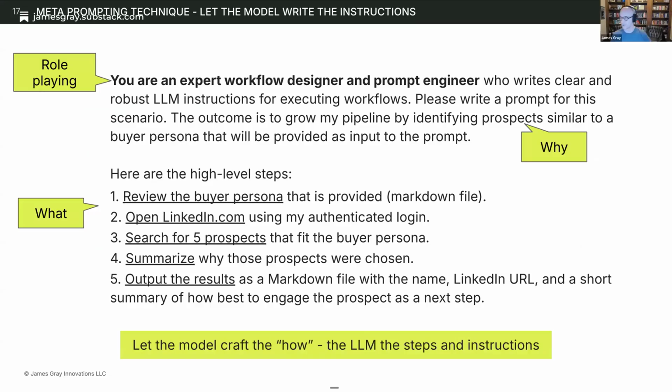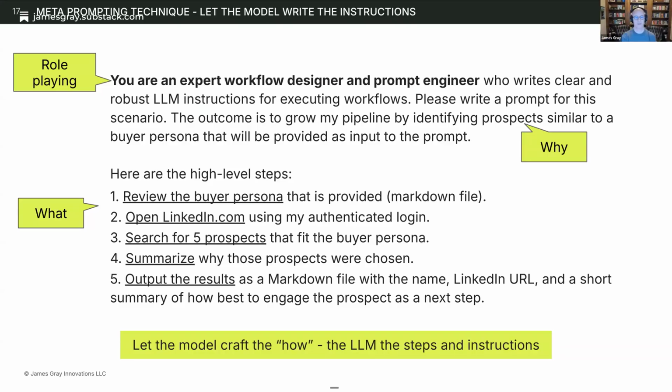Okay, so let's take a real example here. And what am I doing here? I want a meta prompting technique, and I'm asking Claude in this case, help me write these instructions. Help me break down this workflow into a series of steps. And so I did a little bit of meta prompting around, you're an expert designer and prompt engineer who writes these clear instructions. And I'm saying, hey, I need some help around the outcome I want, which is to grow my pipeline, and I need to identify prospects.